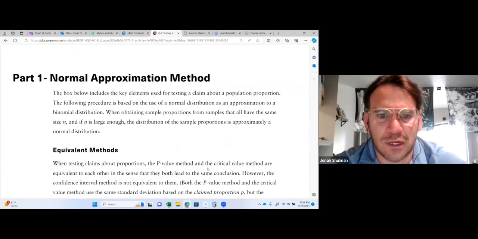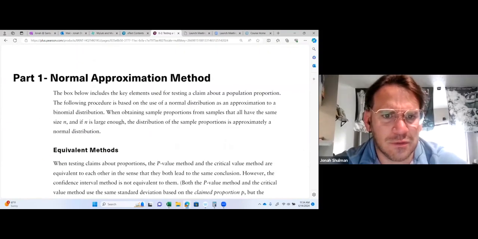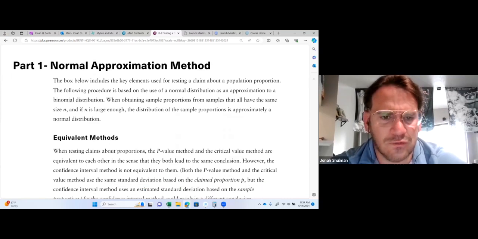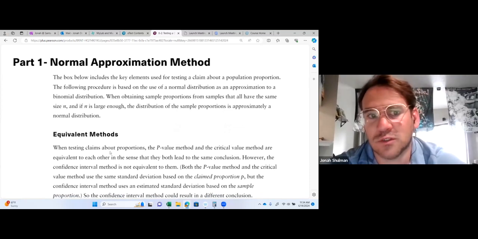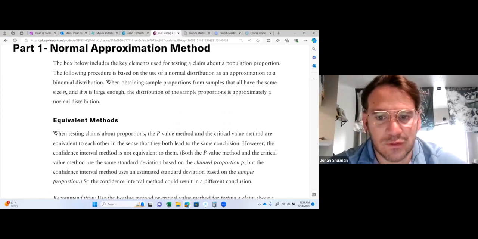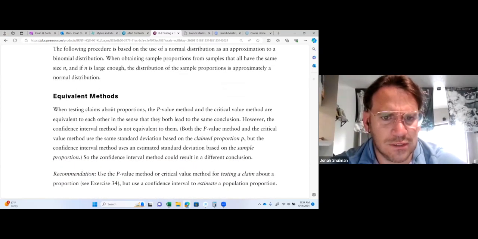So here's the normal approximation method. The box below includes key elements for testing a claim about a population proportion. We need the sample size n. As long as this is large enough, we can do it, or if it's a normal distribution. So remember, every time we're doing this stuff, we have to have a big enough value, or if it's a normal curve.